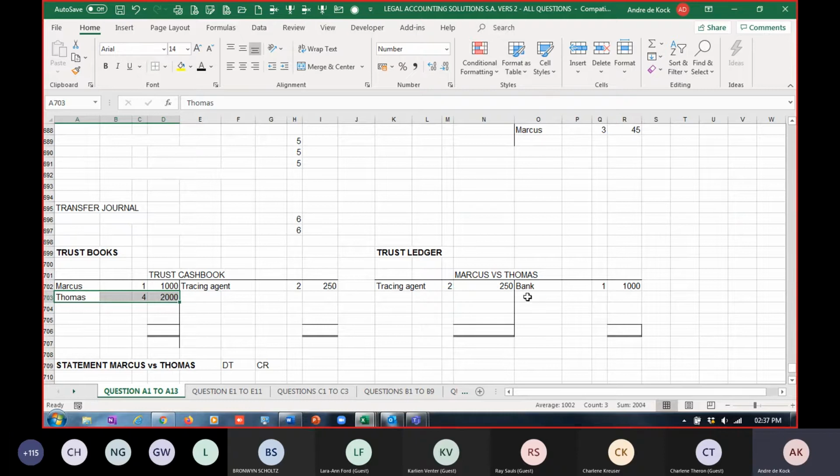And then on whose behalf did I receive that money? From Thomas, on behalf of Marcus. So I must show that I owe it to Marcus, the 2,000 Rand. Now, because I've collected 2,000, I charge a collection fee.